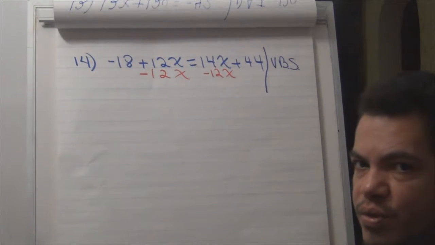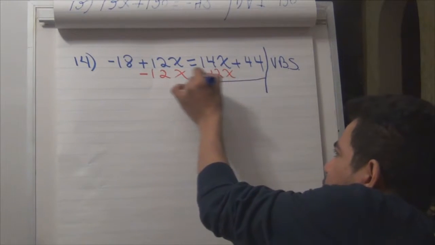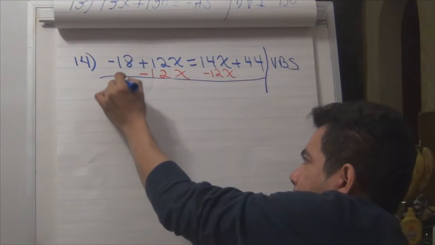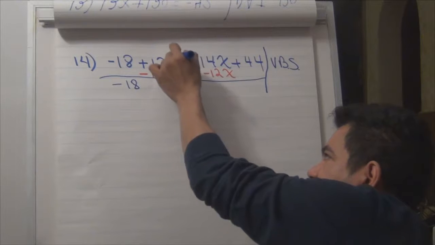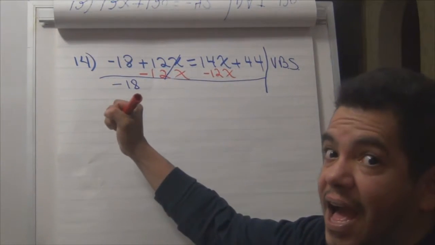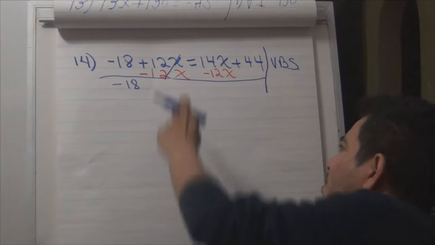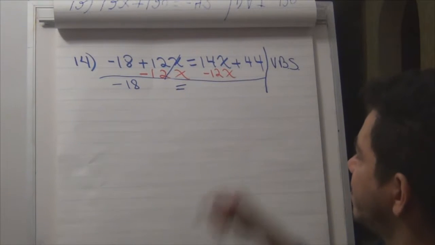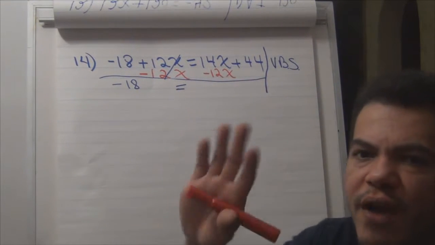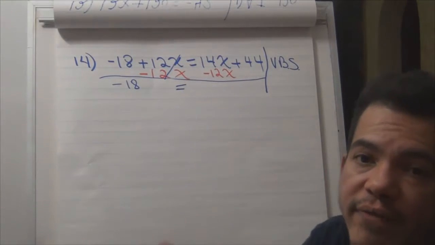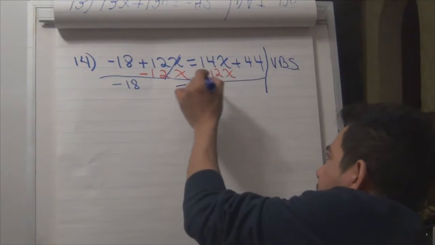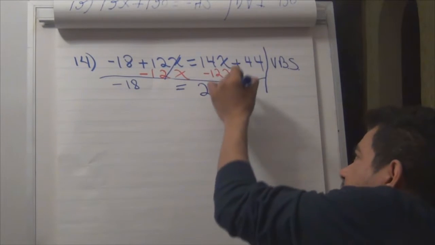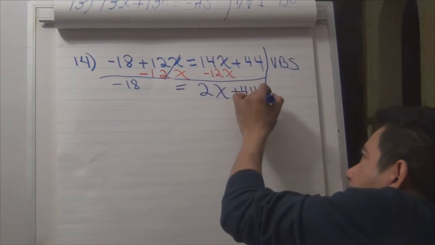Okay? Watch what's going to happen. So, woo! Alright, bring down the 18 because I really didn't do anything to it. This 12x got wrecked. Ha! It got cancelled. So, boom. Then we had the equal sign. Then we have 14x minus 12x. If you have 14 x's and you take away 12 x's, how many x's do you have? You have 2 x's left. And now I didn't do anything to the 44, so plus 44. Okay?